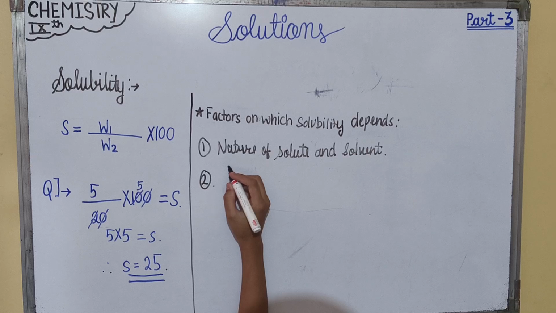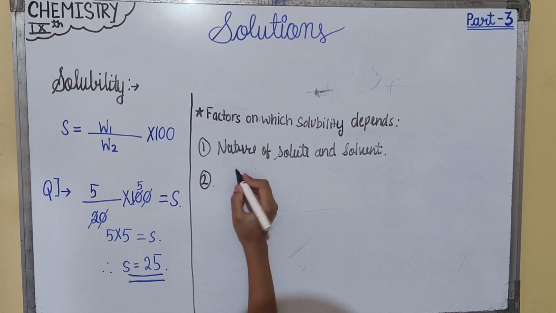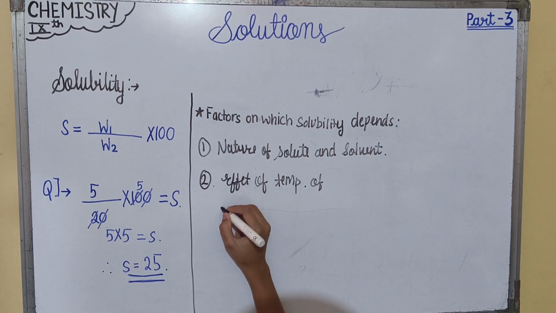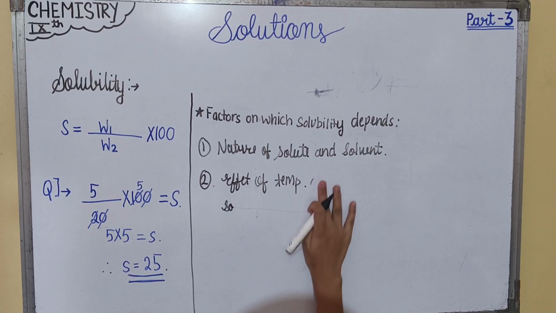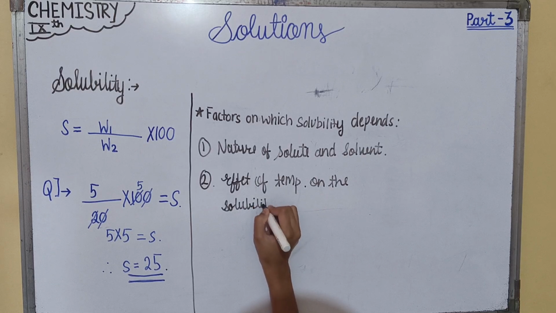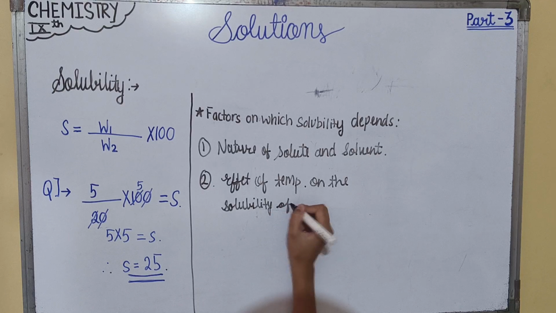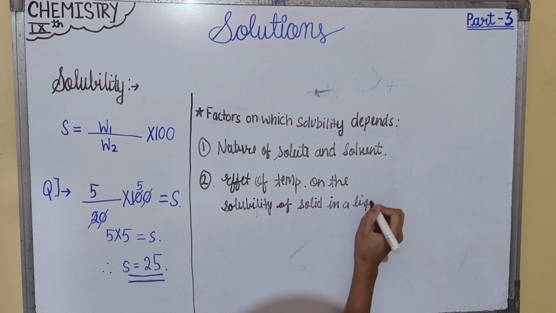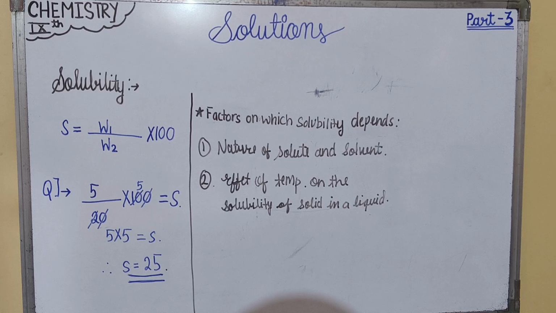Second is effect of temperature on the solubility of solid in a liquid. So there are two types. First is exothermic solution formation and second is endothermic solution formation.